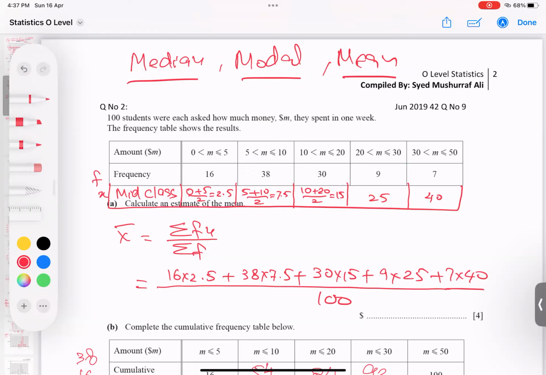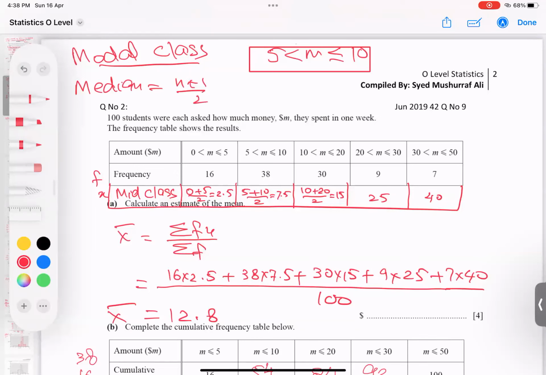Now the median. What is the median formula, students? The median formula is (n plus 1) divided by 2. Don't forget this formula. And n is 100, so 100 goes there. 101 divided by 2 is 50.5, so it means I'm looking for the 50th term and 51st term. How to find it? Look here, 16 plus 38, if I add them, I get 54.